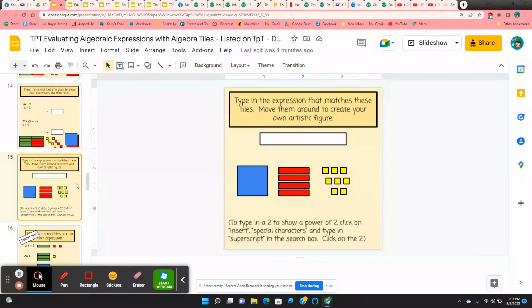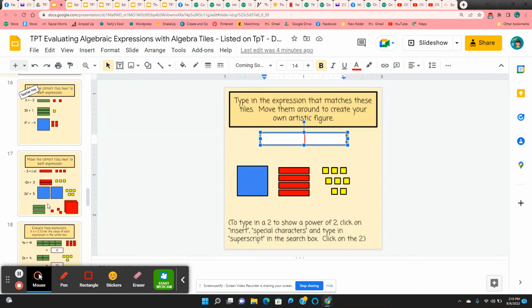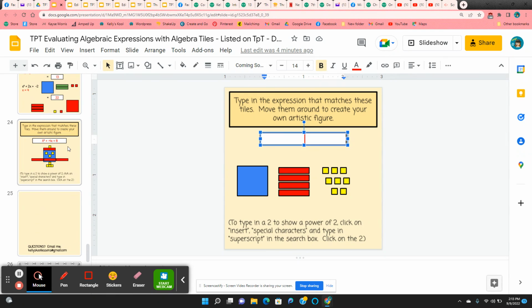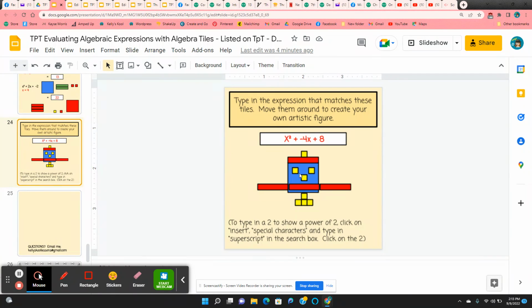When they get down to the last slide, this one would be a little bit fun for them. So they're given tiles. They have to type in the algebraic expression that matches. And then they can just use these tiles to make a design. So here's an example. I've got all of the completed slides on here for the teacher. And this would be an example. Then they just move the tiles around and create whatever design they want.